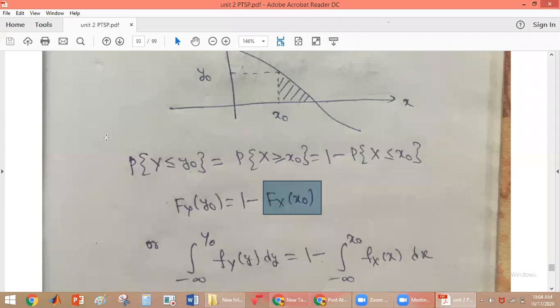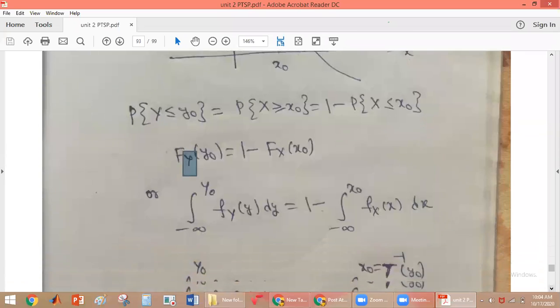Similarly, the probability of y less than y naught, we write it as Fy of y naught. This is called the distribution function. Here we have the variable y. So the distribution function Fy of y naught will be equal to 1 minus Fx of x naught.